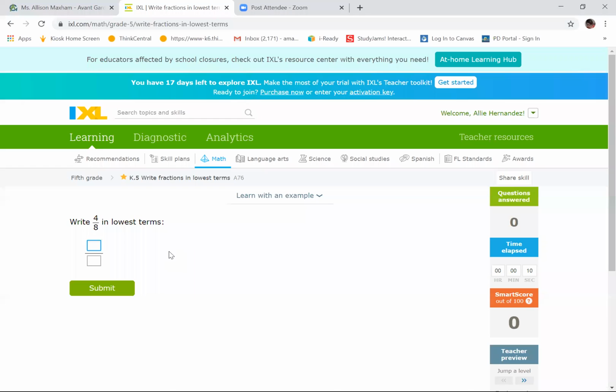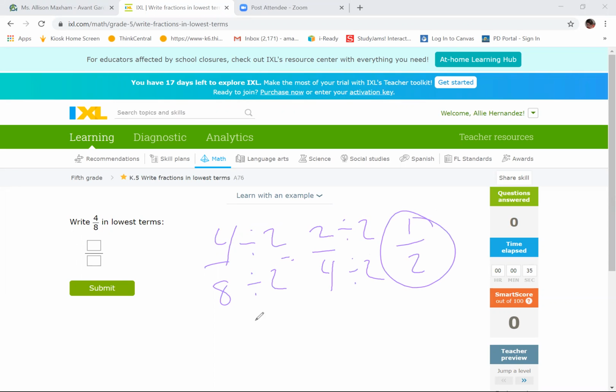You're going to show 4/8. I can do 4 divided by 2 and 8 divided by 2. Because 4 divided by 2 is 2, and 8 divided by 2 is 4. And then I can still reduce even further. 2 divided by 2 is 1, and that's 2. So my answer is 1/2.